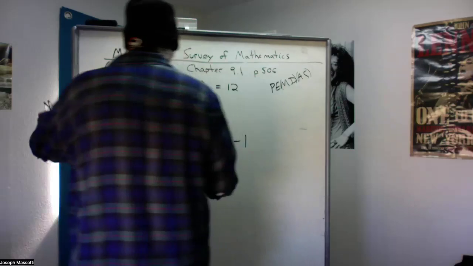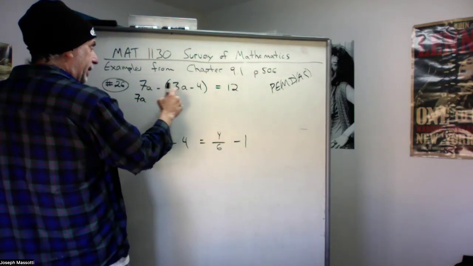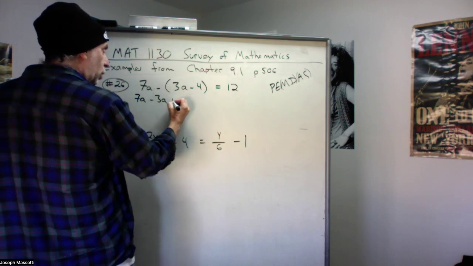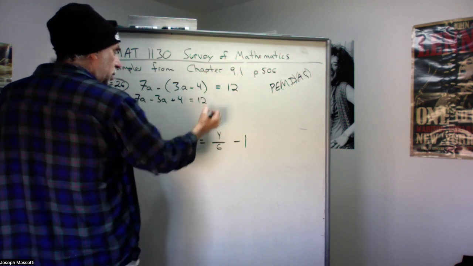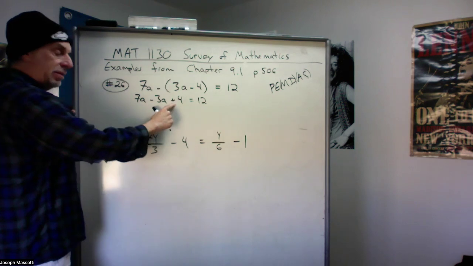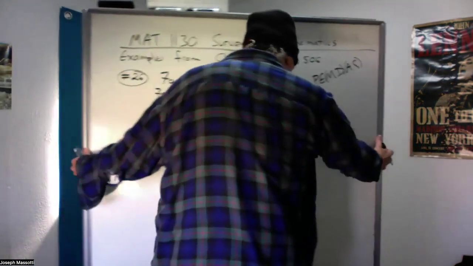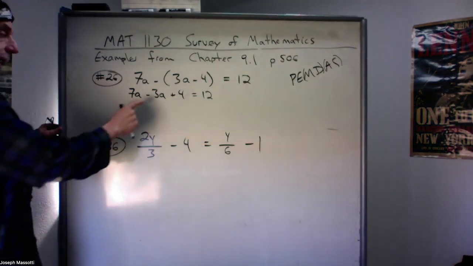So when you write this, you're going to say 7a minus 3a minus a negative 4. So that's a plus 4 equals 12. Okay, so this is the most common mistake here, is putting a negative instead of a positive there. Be careful with that step.